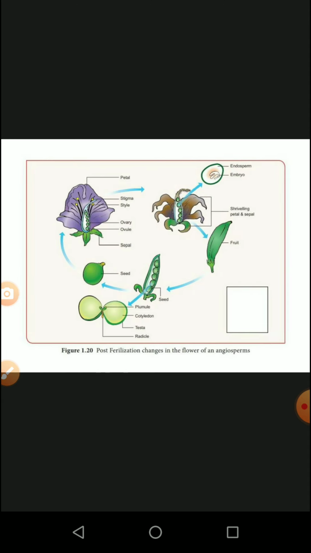So this is the diagrammatic representation of post-fertilization changes, showing how the ovules and seed coat are converted into the seed and fruit.